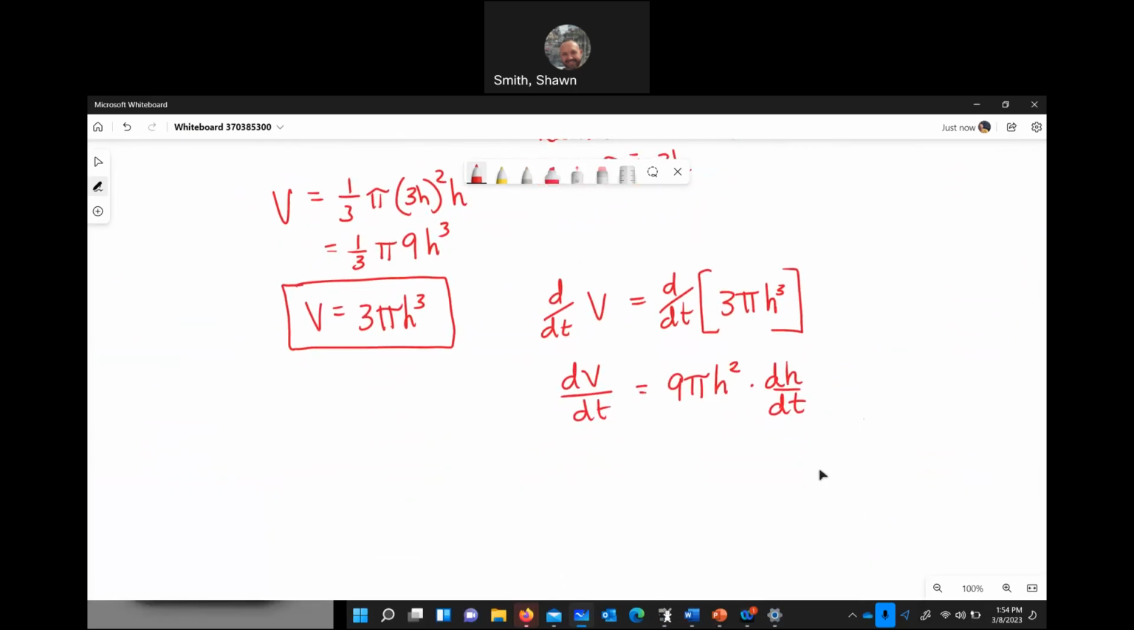dV/dt was given to be 120 feet cubed per minute, and that is equal to 9 pi at a height of, we were saying, 10 feet, right? That's where we want to know the rate of change. So 10 feet squared, squared on the outside, times dh/dt.